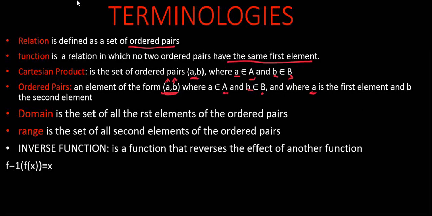How about the domain? The domain is a set of all the first elements of the ordered pairs. So the one on the x-axis is what you call the domain, and this part here is what is called the range. The domain is a set of all the first elements of the ordered pairs, and the range is a set of all the second elements of the ordered pairs. So this is the domain and this is the range.